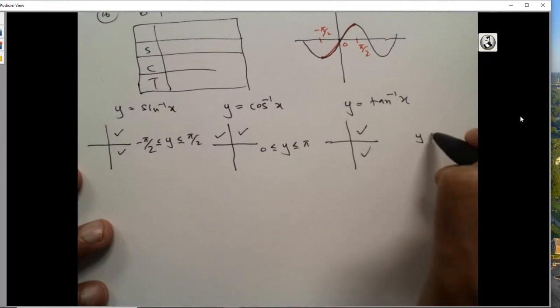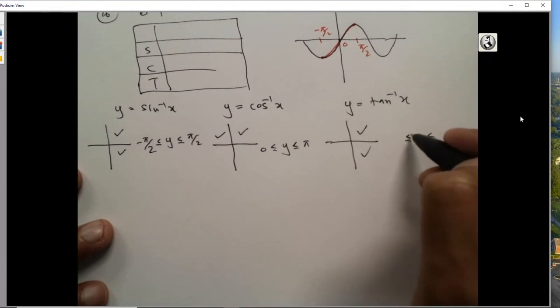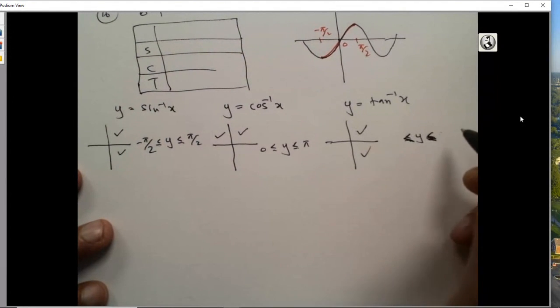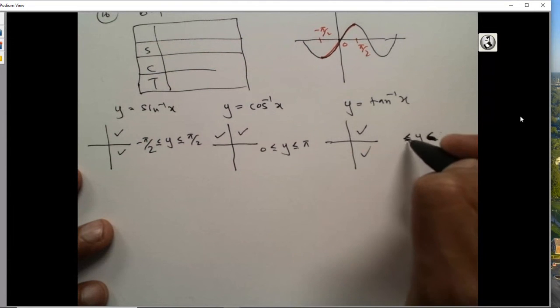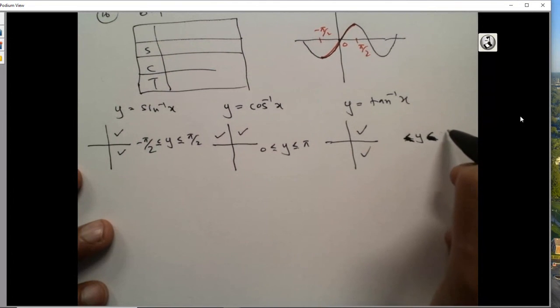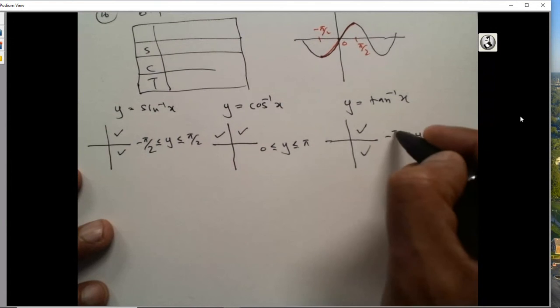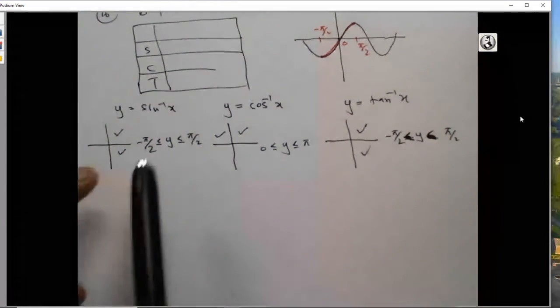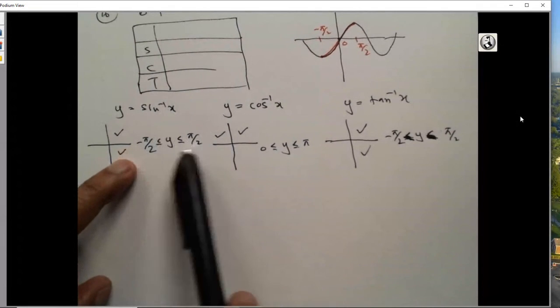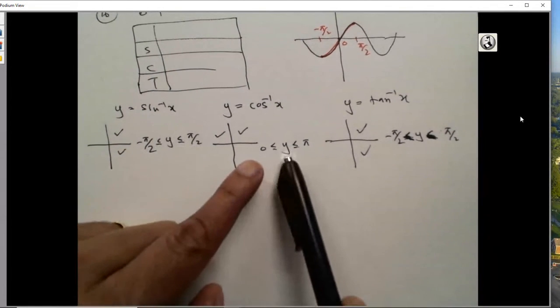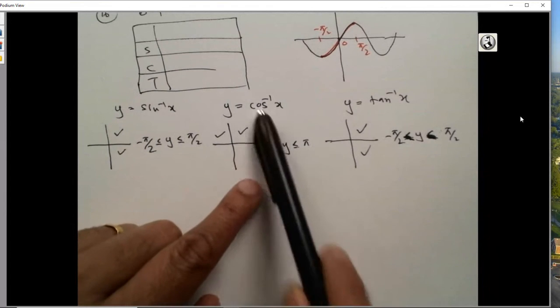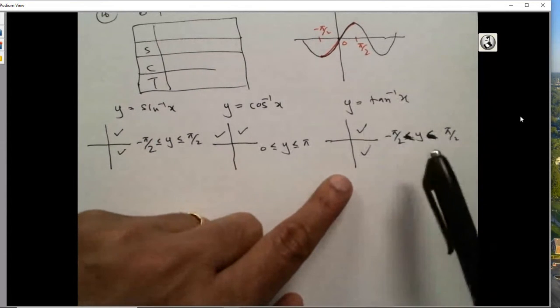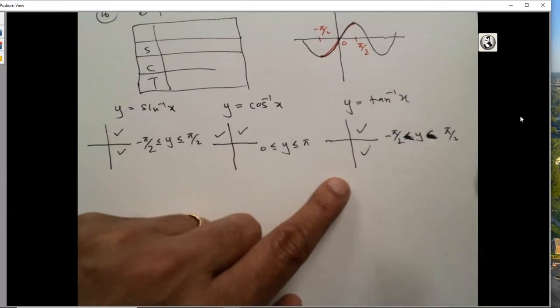That's the reason we pick the domain range as, okay, actually there's no equal sign. That's the only difference. There are no equal signs, so it is from pi over 2 to negative pi over 2. So that's the first thing. Where you define sine inverse, you define from negative pi over 2 to positive pi over 2, including the corners. Cosine inverse you define from 0 to pi. Tan inverse you define from negative pi over 2 to positive pi over 2 without the corners.